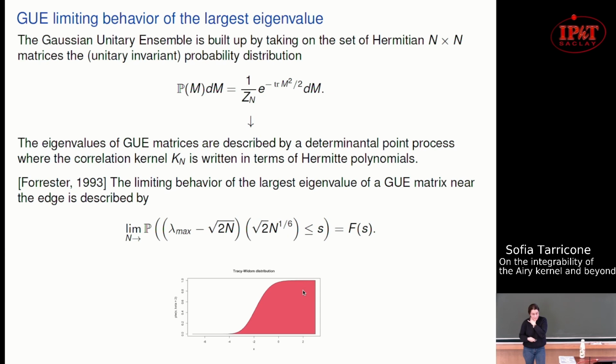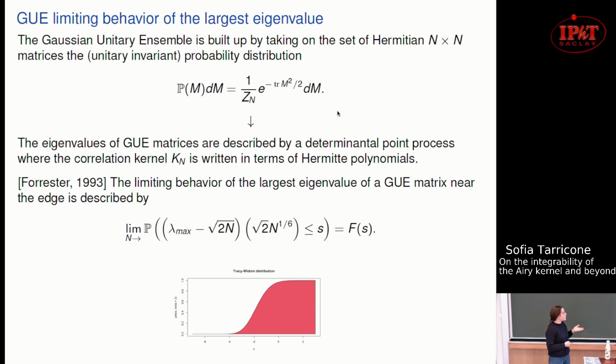Well, one of the main models where it appears is the Gaussian unitary ensemble in random matrix theory. What happens is that you want to study a random matrix, so you take a Hermitian n by n matrix that has random entries, in this specific sense: the distribution is given by a partition function times an exponential that depends just on the trace of your matrix M squared. And when you have such a random matrix, you want to study, for example, the spectral properties, in particular the eigenvalues.